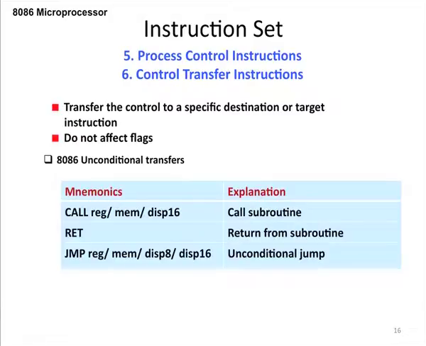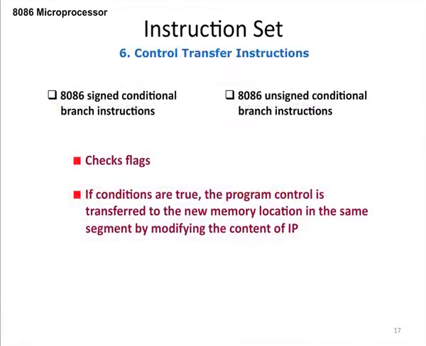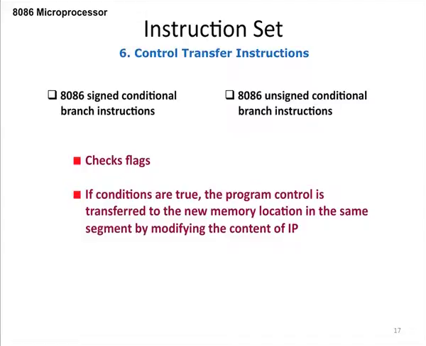In this category, we use call instructions, return instructions and jump instructions. The control transfer instructions majorly use the flag register. By checking the condition of the flag register, the decision is made whether to change the sequence of execution or not. If the condition is true, the program control is transferred to a new memory location in the same segment by modifying the contents of IP, that is the instruction pointer register.